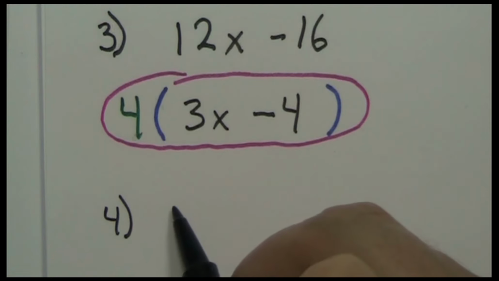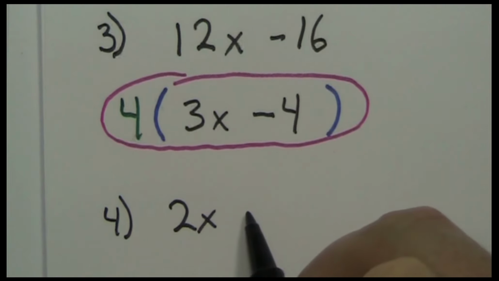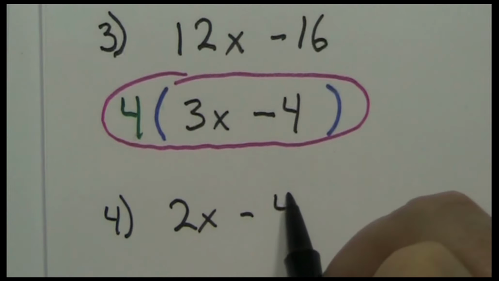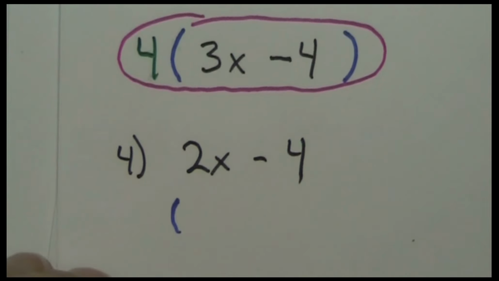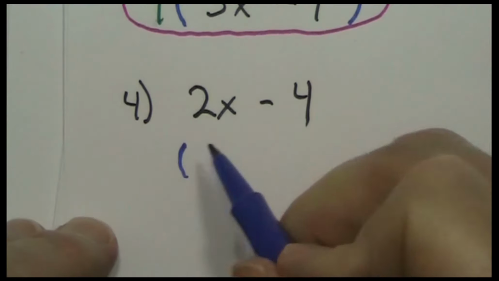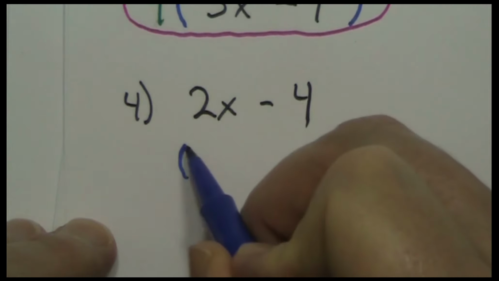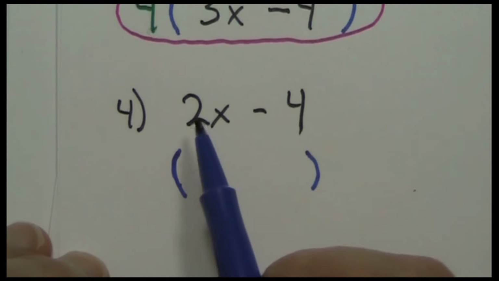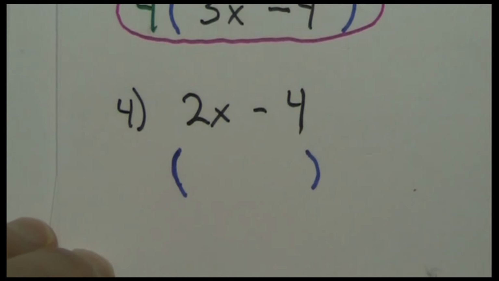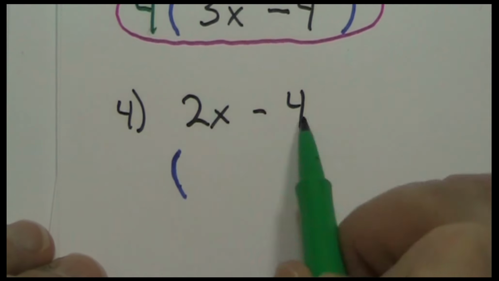Okay, number 4, we have 2x minus 4. Okay, so I'm going to put my little parentheses there. Oops, move it up there. So put the parentheses there. Decide what the greatest common factor of 2 and 4 is. That would be 2. 2 goes into both of those.